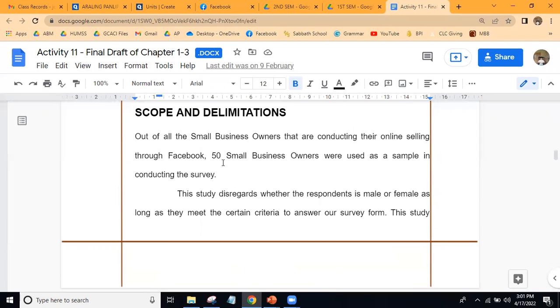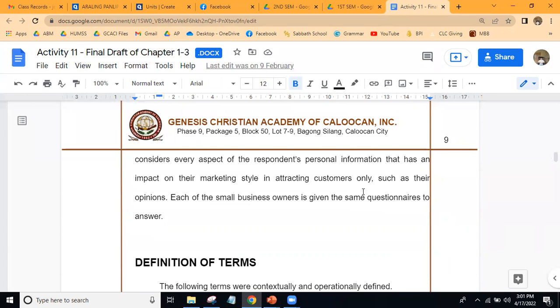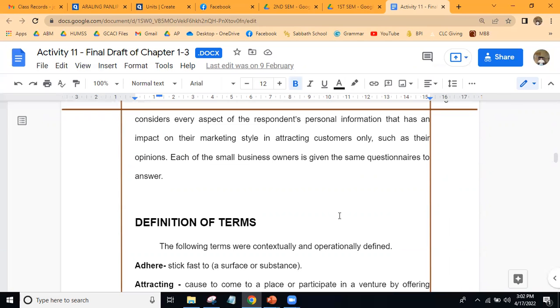So 50 small business owners were used as a sample in conducting the research. So this study disregards whether the respondents are male or female. So it means it is open for all. Each of the small business owners is given the same questionnaire to answer. Ayan. So sinama pa rin nila, no? Siyempre nga naman, kung iba-iba ang questionnaire mo, ang question. So, dapat the same lang.